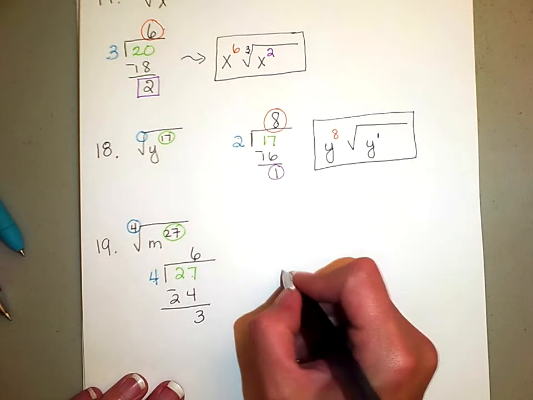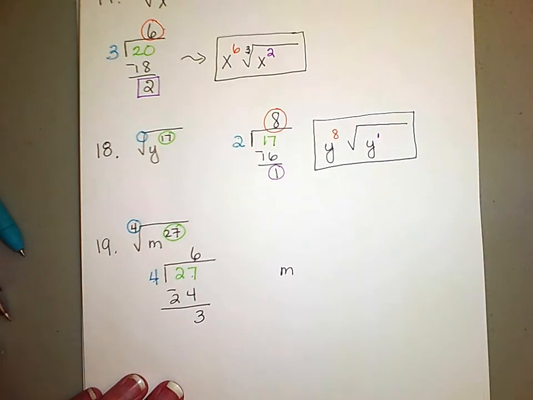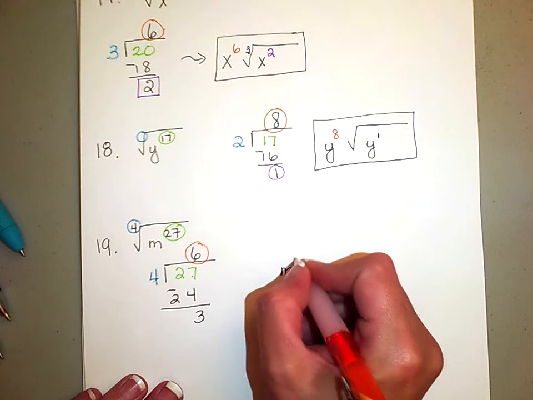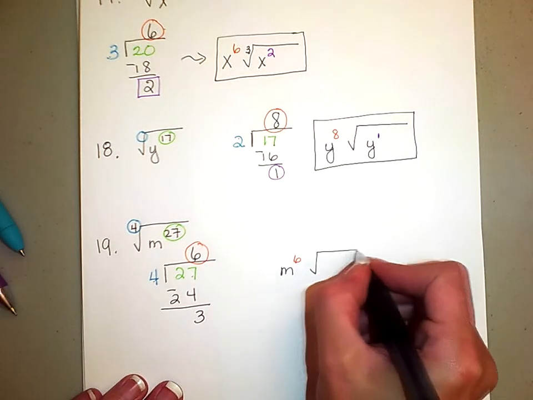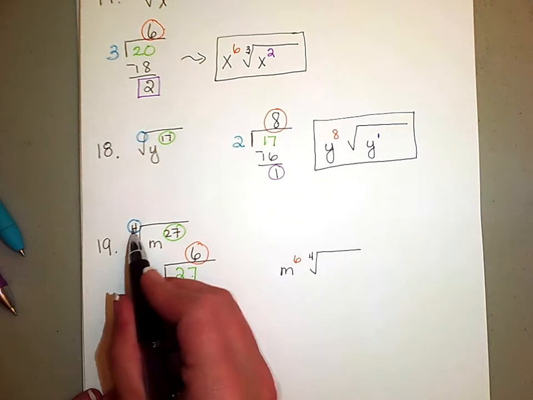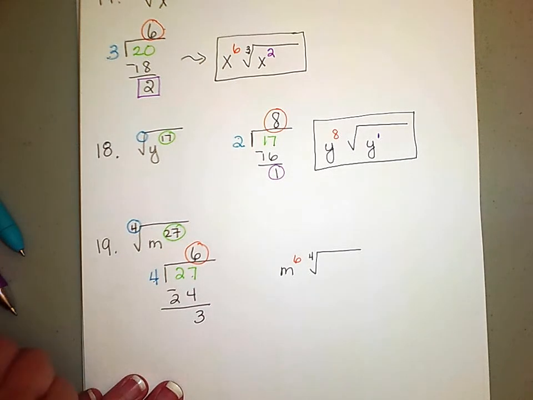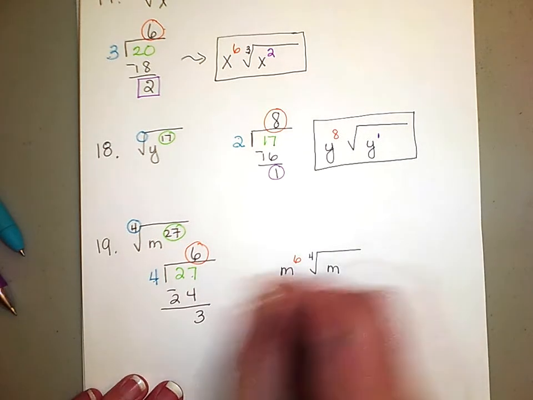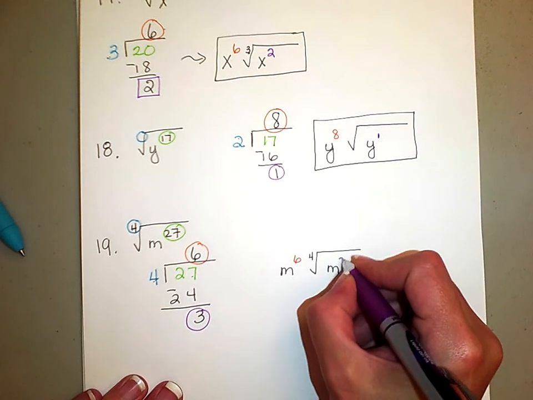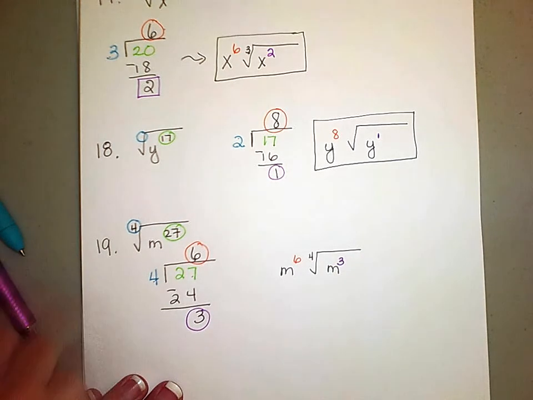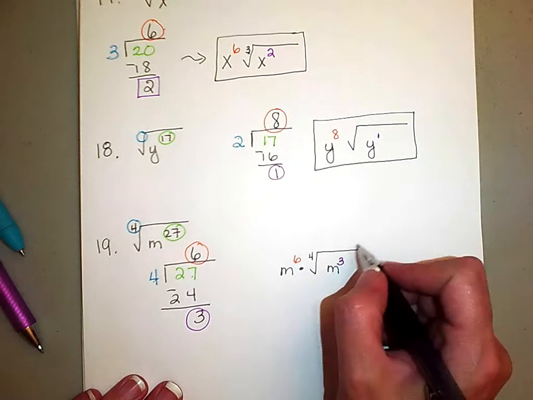So that means I can take 6 complete m's out, and then the fourth root from here. But I have 3 m's left over from the remainder. If you want to write it like that, then fine.